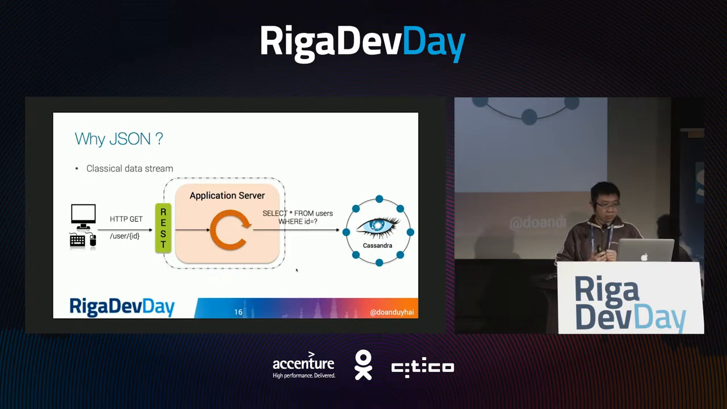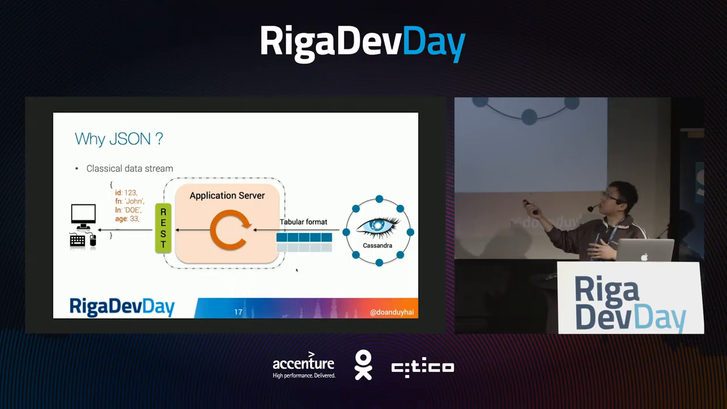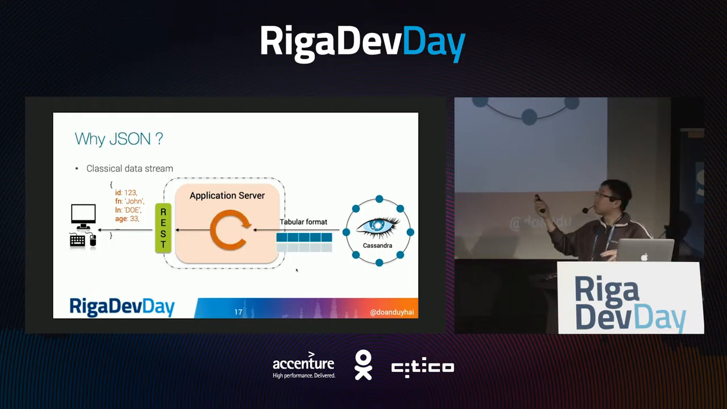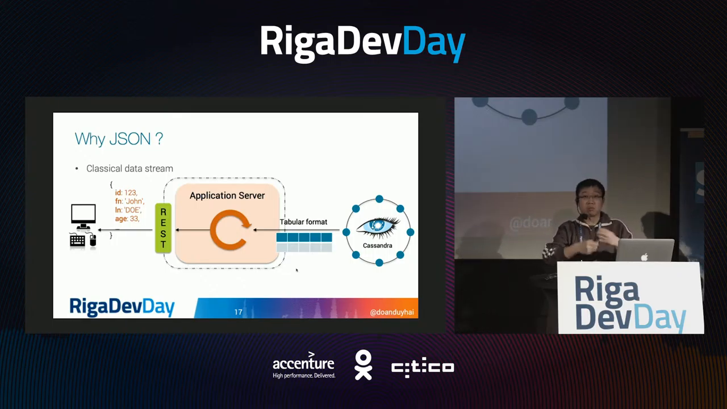So until now, this is a classical data stream we have seen many times in production. You have a web front end or a service, which is calling a REST service using HTTP, of course. Then this will be handled by your application server. You transform this HTTP call into a select: I want to get user by ID. Then Cassandra will return your user in a tabular format, with rows and columns. And you need to transform this tabular format into JSON manually. Well, it's not very difficult. There are so many frameworks out there to do it for you. But still, this step, you need to do it.